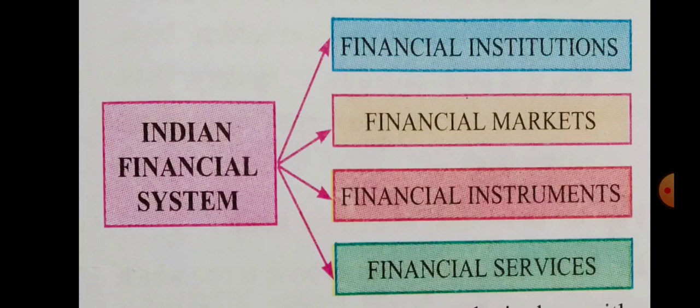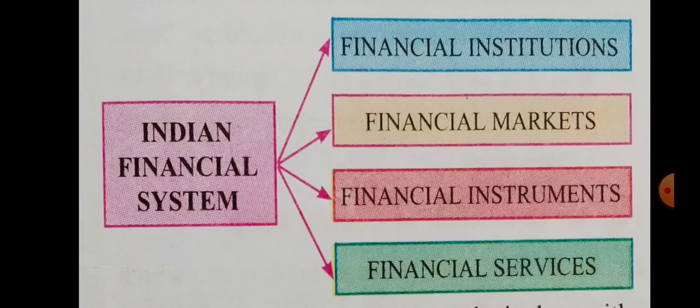Now let us see the second component of the Indian financial system, that is financial market. There are two financial markets in India: money market and capital market. What is money market? Money market is a market for lending and borrowing short term funds. And what is capital market? Capital market is a market for long term funds, both equity and debt, raised within and outside the country.